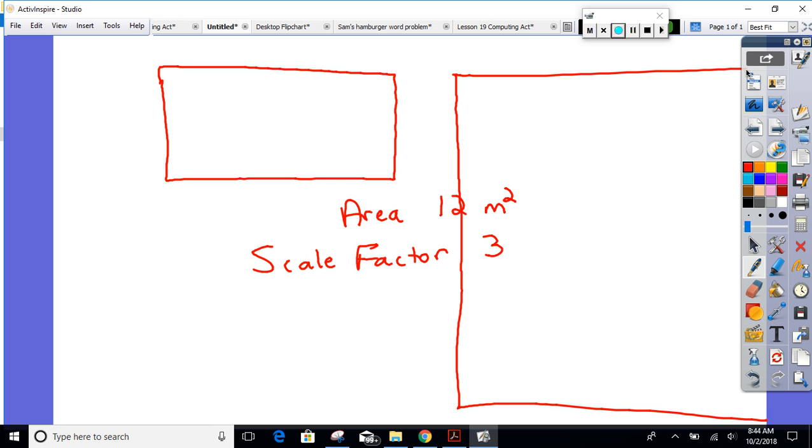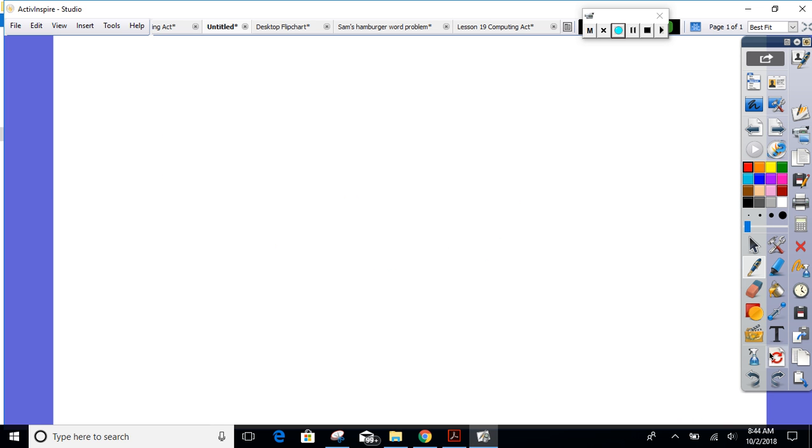108. Yeah, because we would have to multiply 12, not times just 3, but we have to think 3 times 3 is 9. So the area is going to be 12 times 9, which is 108. Let's try another example like that. I'm going to start smaller this time.